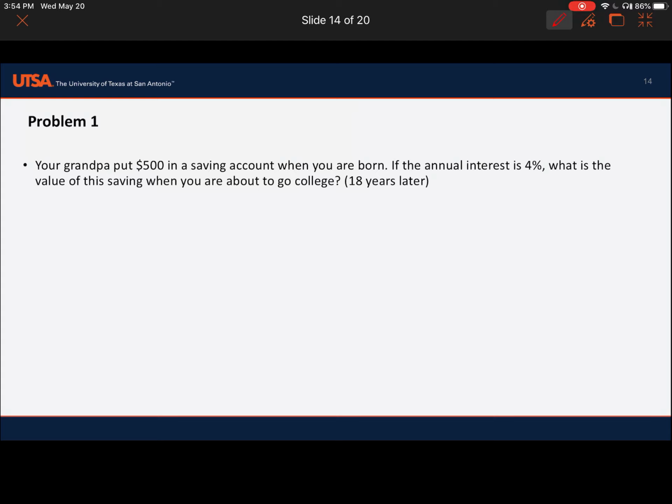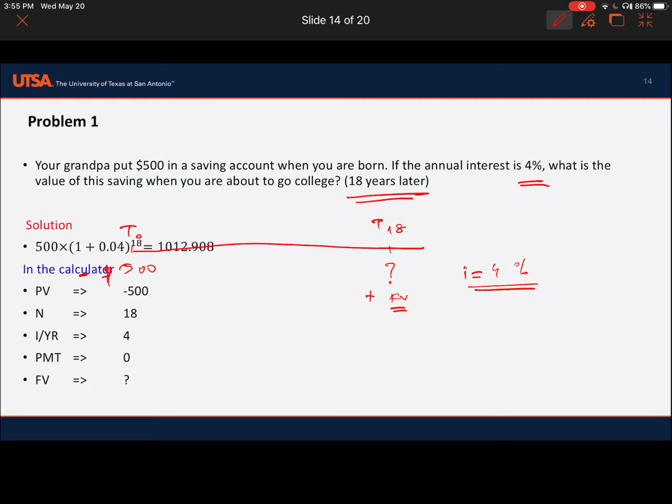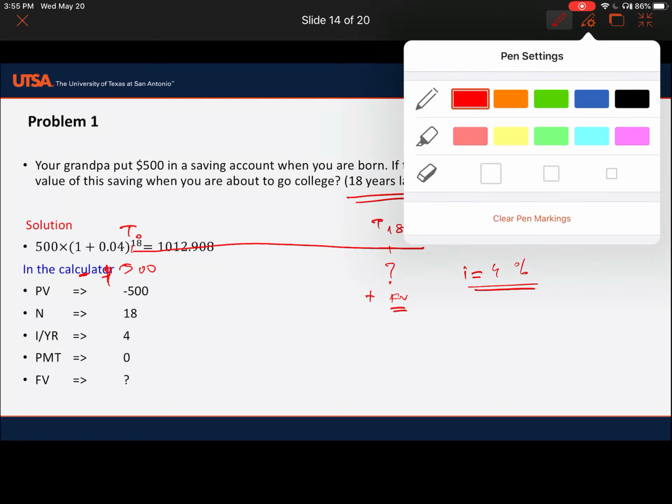Another problem: your grandpa put $500 in a saving account when you were born. If the annual rate is 4%, what is the value of this saving when you are about to go to college? So 18 years later. Same question, time 0, time 18, your grandpa invests $500, and what is the value? Here, and interest rate is 4%. Well, the calculation is very simple.